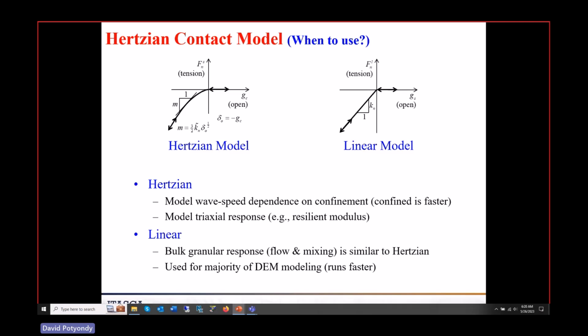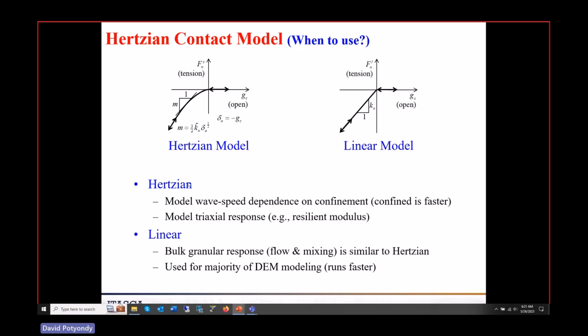It turns out that the vast majority of applications can be done quite nicely with a linear model. A linear model is going to run a little faster than a Hertzian model because a Hertzian model has to keep solving these equations. It's a closed form equation. It's not like you have to invert anything, but it's still a complicated equation that's a function of the radiuses and the moduluses of the two bodies. So the linear model works very well for just getting mixing and flow, granular flow type stuff.